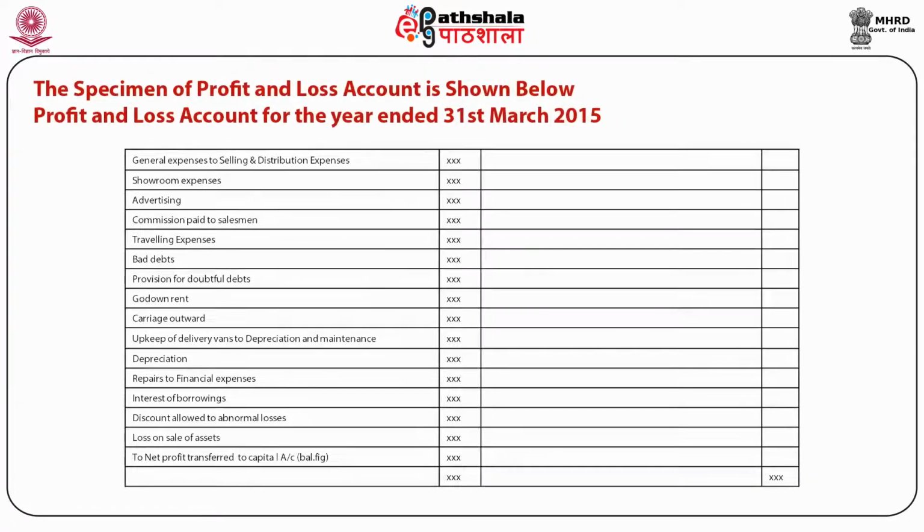Expenses such as showroom expenses, advertisement expenses, commission paid to salesmen, traveling expenses, bad debts, provision for doubtful debts, godown rent, carriage outward, upkeep of delivery van, depreciation and maintenance, repair, financial expenses, then interest on borrowings, discount allowed, abnormal losses, losses on sale of asset. All these are shown on the debit side of the profit and loss account.